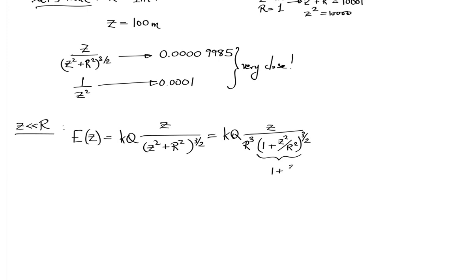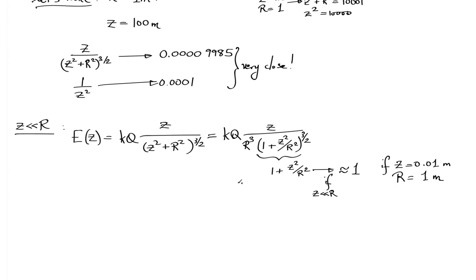So we have this thing that's 1 plus z squared over r squared. And if z is much, much less than r, then basically this is going to look pretty close to just 1. This term will get really, really small. So again, like I mentioned earlier, let's say z was 0.01 meters and r was 1 meter, what would we get?